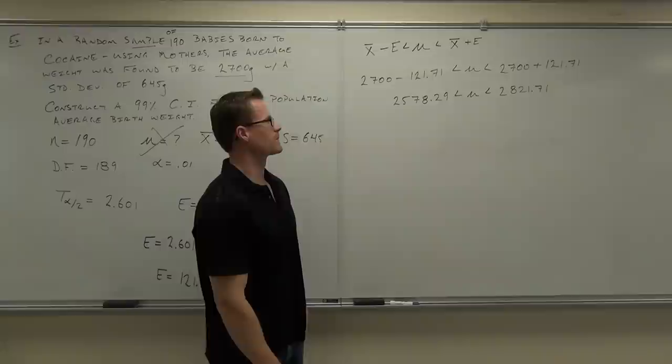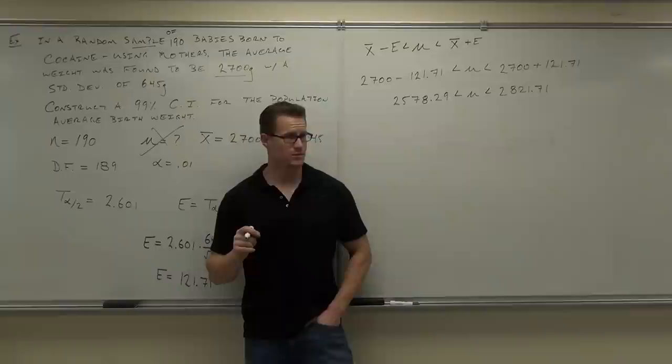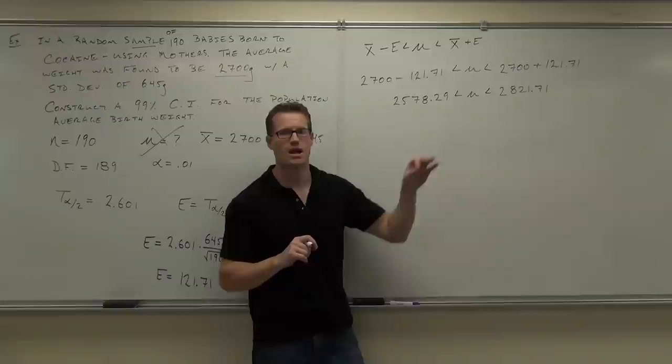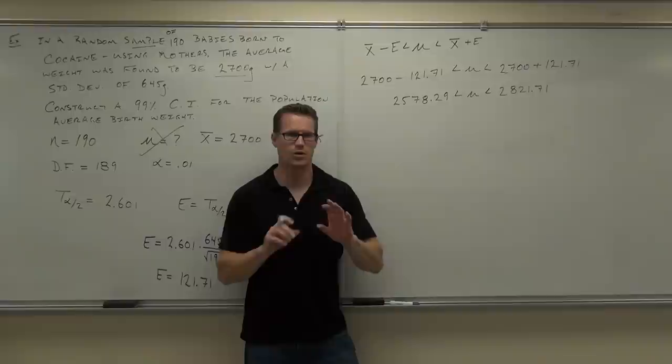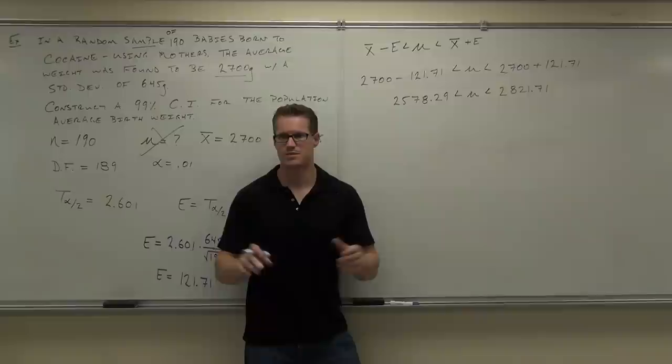So, given this information, you're not positive that the actual population mean is going to fall within this range, but you're 99% sure it is. That's enough to make a good decision, right? That's enough to say, I'm going to produce this one item that I'm 99% sure is going to work for these babies, because you're pretty sure the average is falling within it.